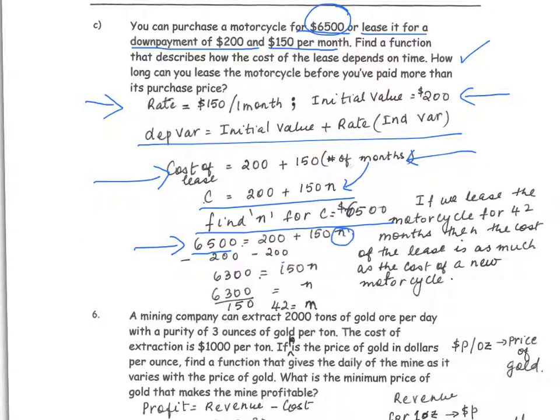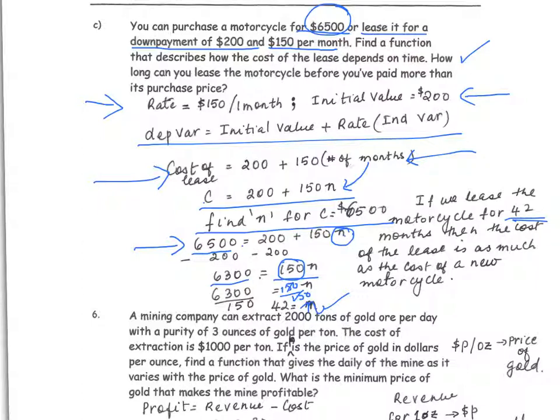Basically, we need to solve for N, subtract 200 on both sides first. That'll leave us with 150 N equals 6,300. How do we get rid of the 150? It's multiplied to N. The only thing we can do is divide both sides by 150, which cancels off the 150 and gives us N equals 6,300 over 150, which is equal to 42.